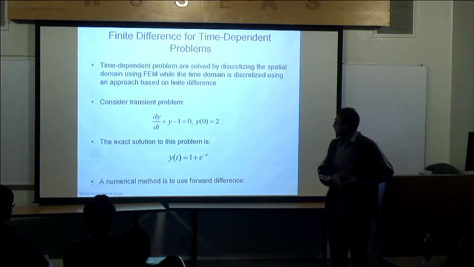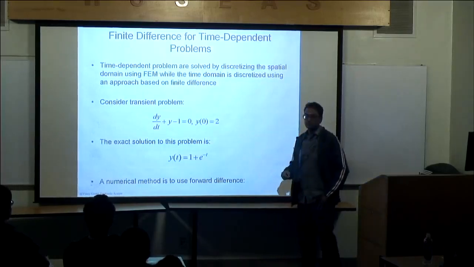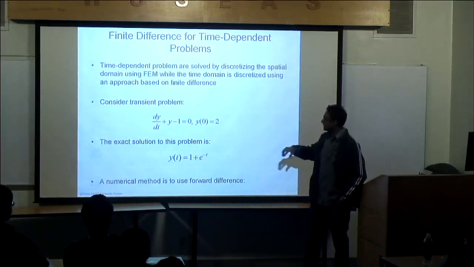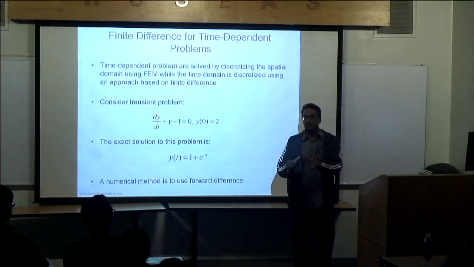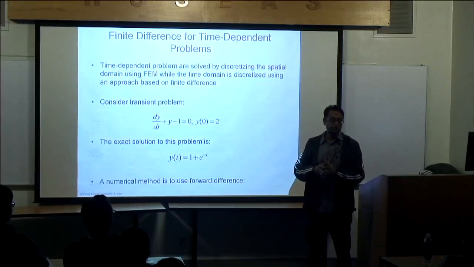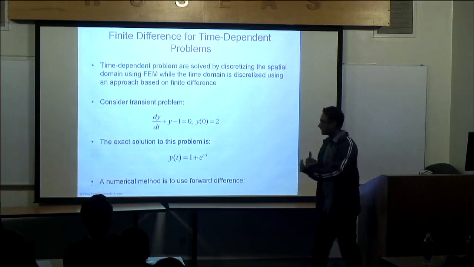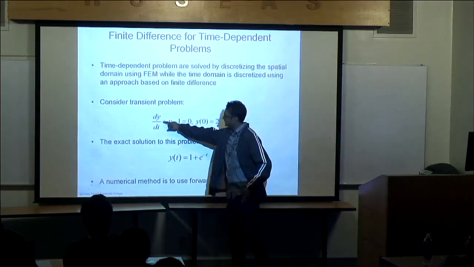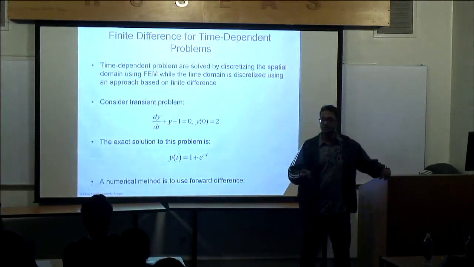Very simple. dy/dt plus y minus 1 equals 0, with the initial condition y at 0 equals 2. Now, everything you've seen in this class so far has been differential equations, or partial differential equations, that are dependent on the spatial domain, not time domain. So be careful. This is not dy/dx. This is dy/dt, where t is time, basically.